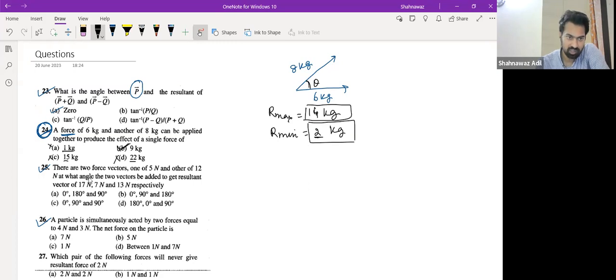Now let us come to this 25th question. Now Rishita will tell. So this is Rishita's turn, right? Hello. Yes, sir. So we have two vectors whose magnitudes are 5 Newton and 12 Newton. So how can we get 17 Newton? For 17 Newton, what would be the angle?